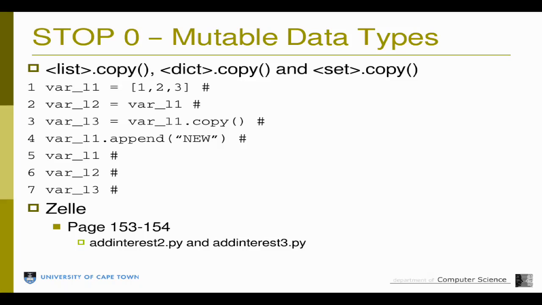Okay. If we have the original list, which is var 11, and then we assign var 12 as var 11, var 12 is kind of bound to var 11. Exactly. That's very important, by the way, it's bound there. So if you were to change var 11, var 12 would be changed too. So you need copy, so that if you were to say var 13 is equal to var 11.copy, and then you were to change var 11, var 13 would still be the original var 11 list. Thank you, Alex.